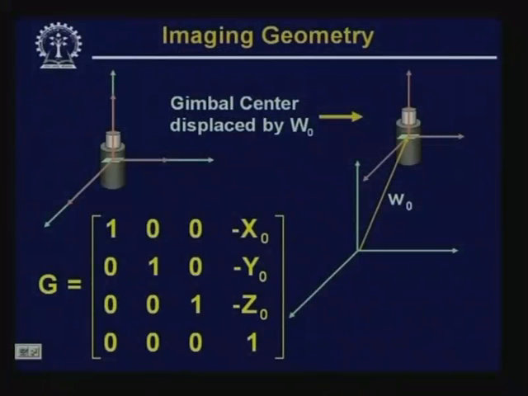And we have seen earlier that if a 3D point is to be displaced by minus x naught, minus y naught, minus z naught, then in the unified representation, the corresponding transformation matrix for this translation is given by G equal to 1 0 0 minus x naught, 0 1 0 minus y naught, 0 0 1 minus z naught, and then 0 0 0 1. So, this is a transformation matrix which translates all the world coordinates, all the world points by vector minus x naught, minus y naught, minus z naught, and this transformation is now with respect to the camera coordinate system.